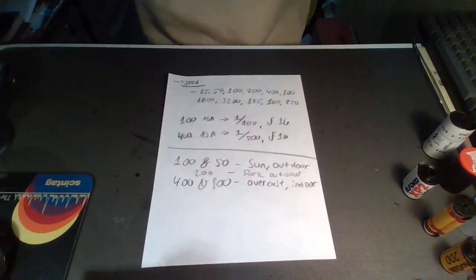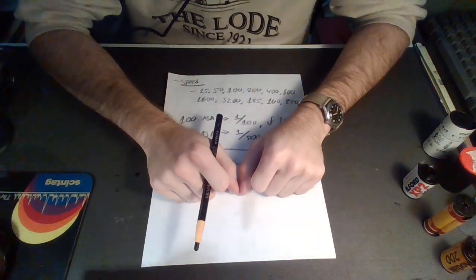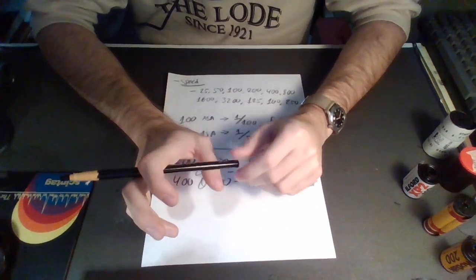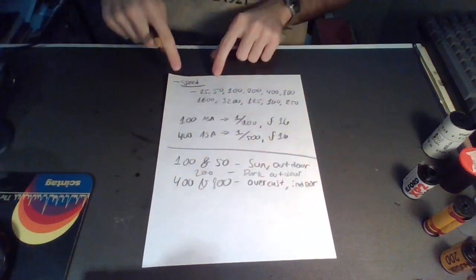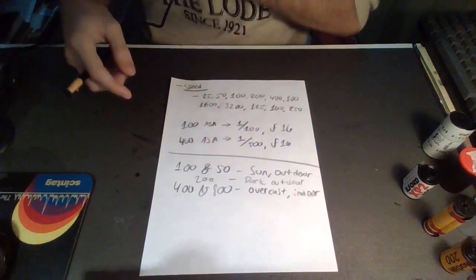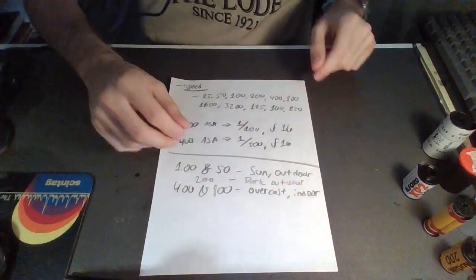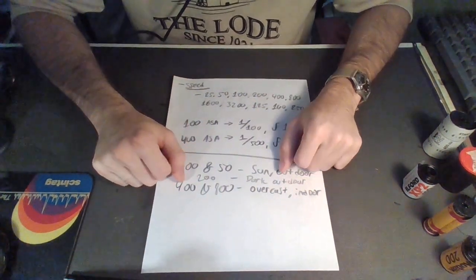So there are two main things you want to look at when you're choosing a black and white photographic film. First is the speed. Second is the spectral sensitivity. We'll talk about the speed first because that is far more important. So what do I mean by speed?